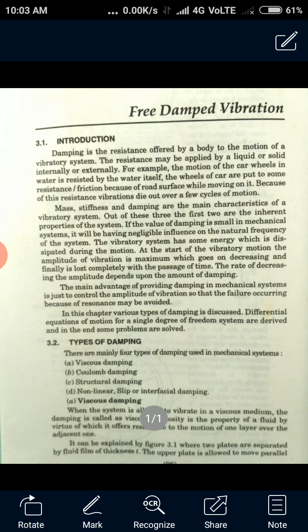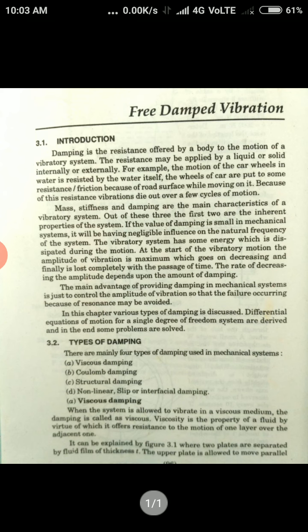Damping is a very important part of the vibratory system. By the use of damping, you can reduce the vibratory motion, and by that you can increase the life of the machinery. So it is a very important aspect of the vibratory system, where damping should be provided, which will resist the vibratory motion. The amplitude is very high at the beginning, but as time goes, the amplitude decreases.